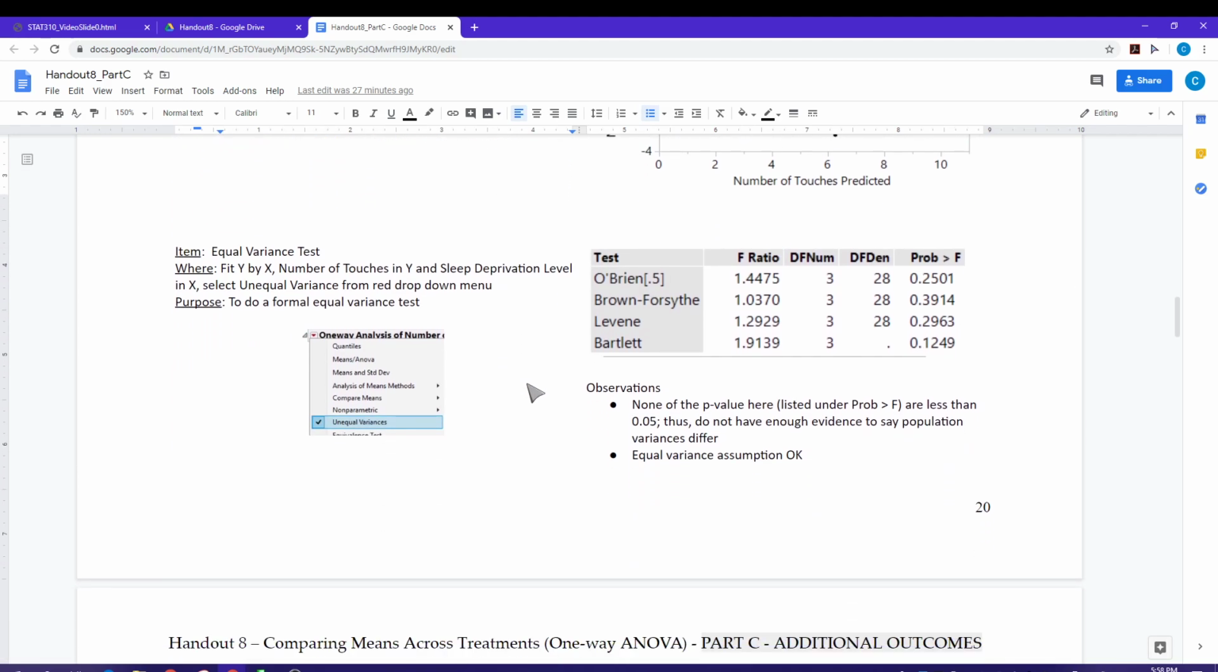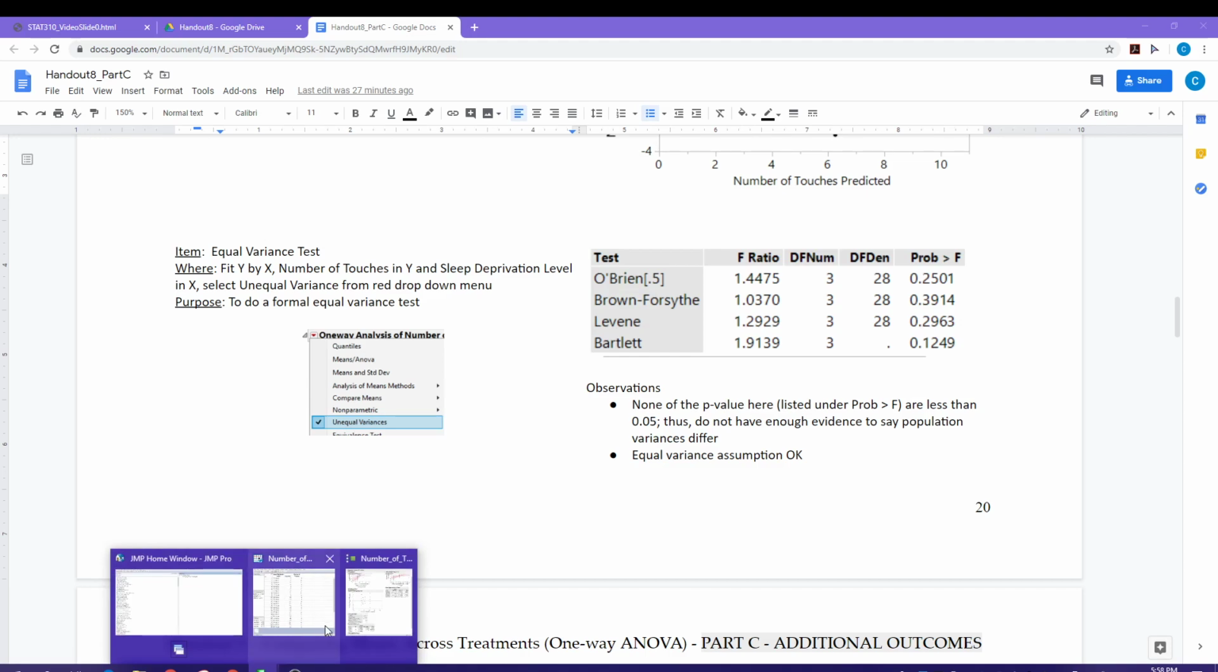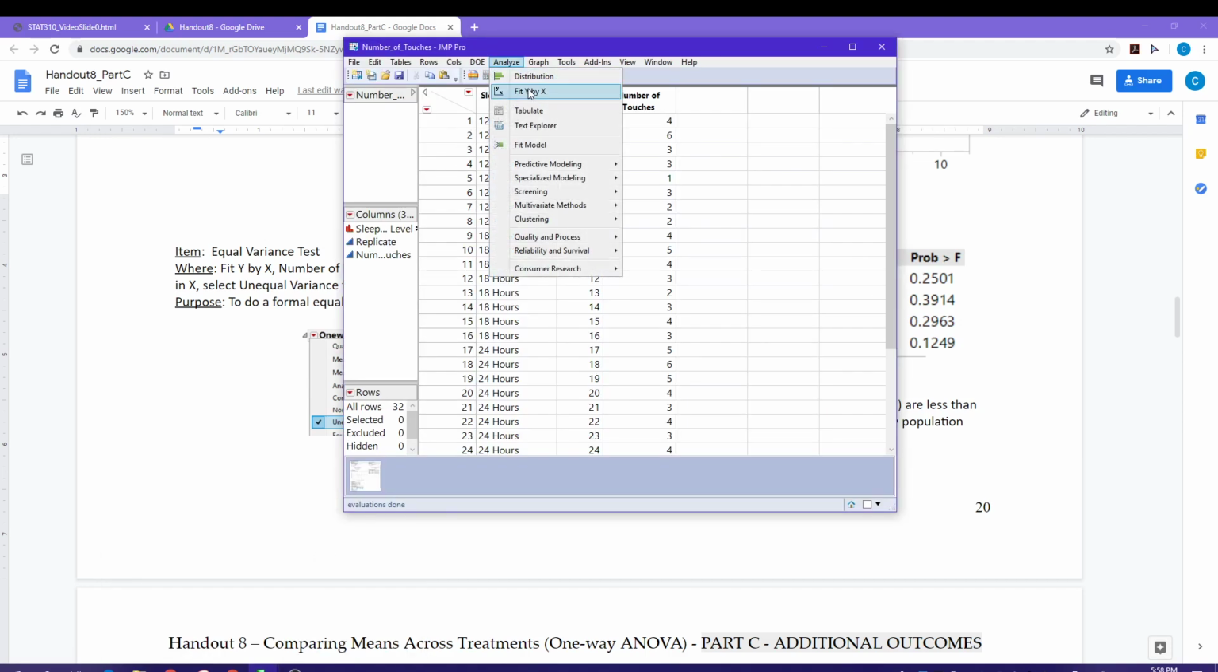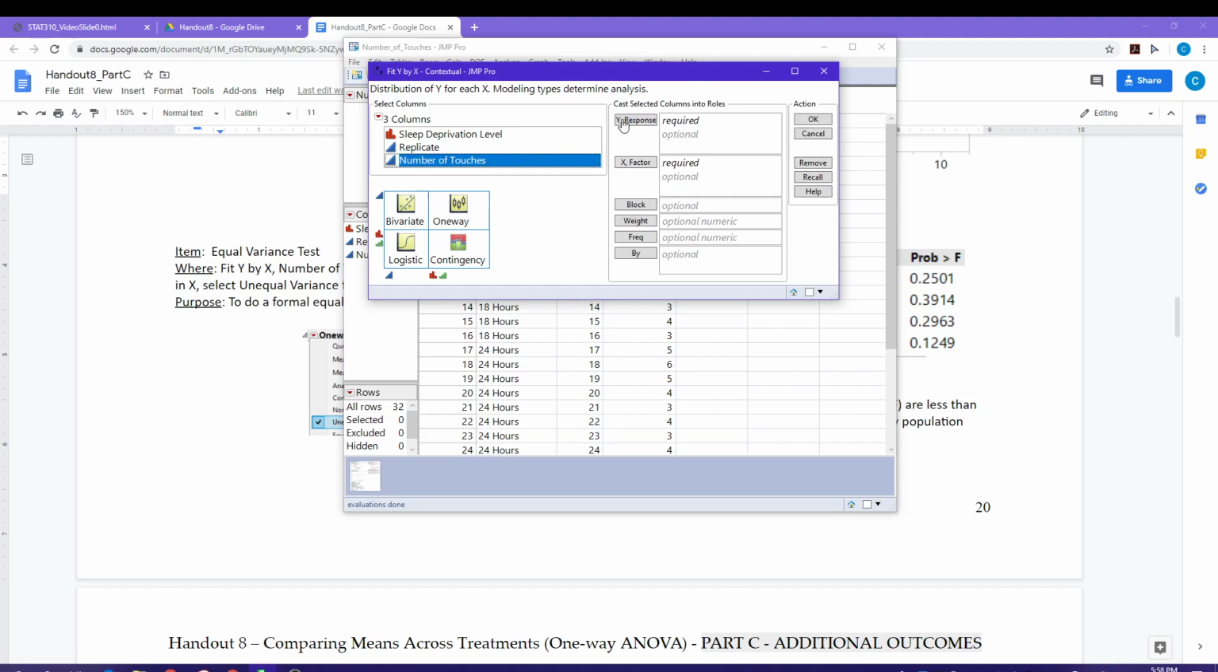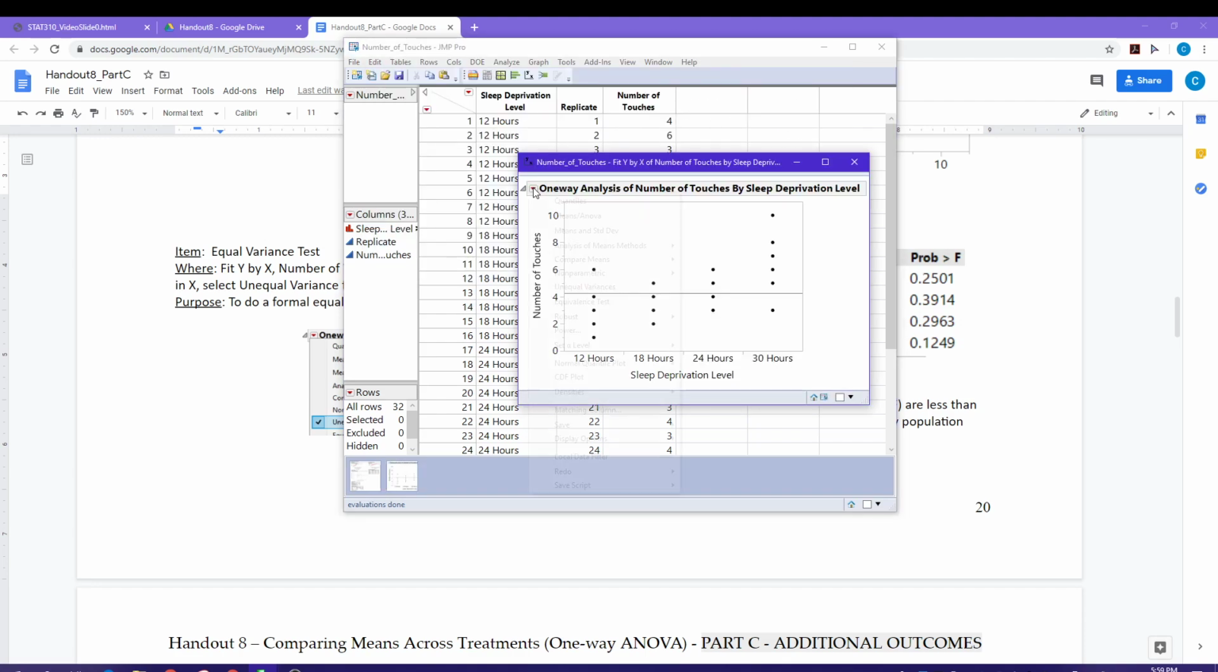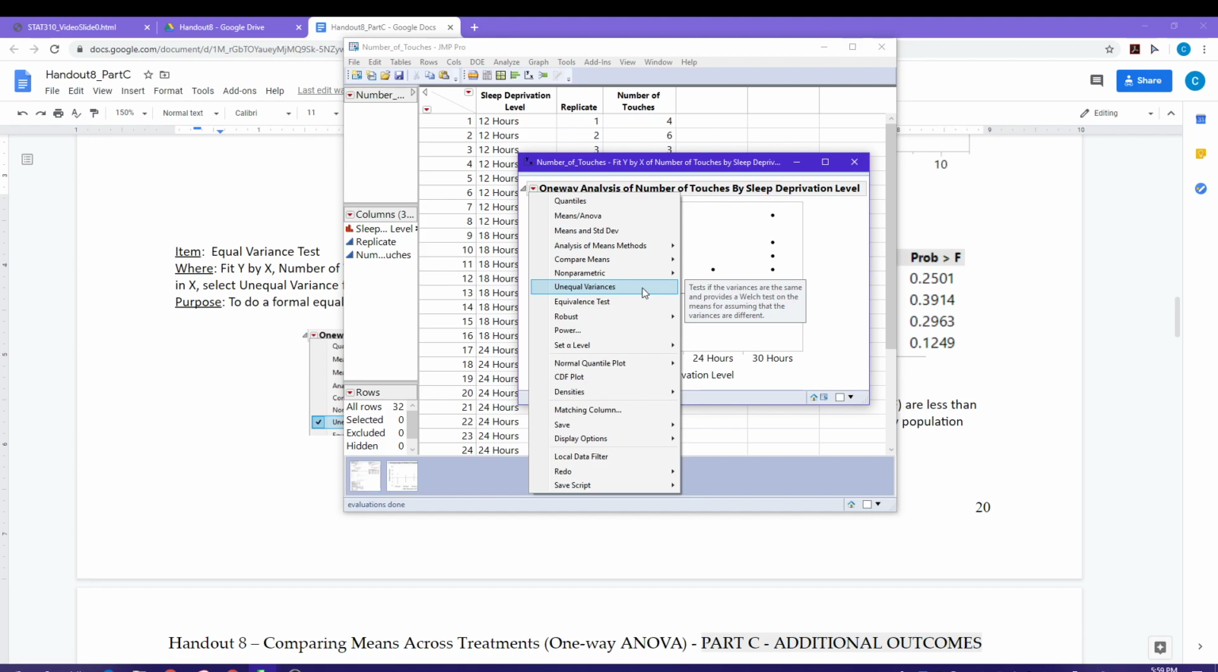Now, we can do a formal test. We had these earlier in the semester, where we did a formal test to determine whether or not the variances were the same or not. Now, to get this output, I need to go under Fit Y by X. I cannot get this output under Fit Model. So I'll show you that quick here. I need to go under Analyze, Fit Y by X. Number of touches is my response. Sleep deprivation is my X factor level here. Say OK. And then from my drop down here, I'm going to select unequal variances.